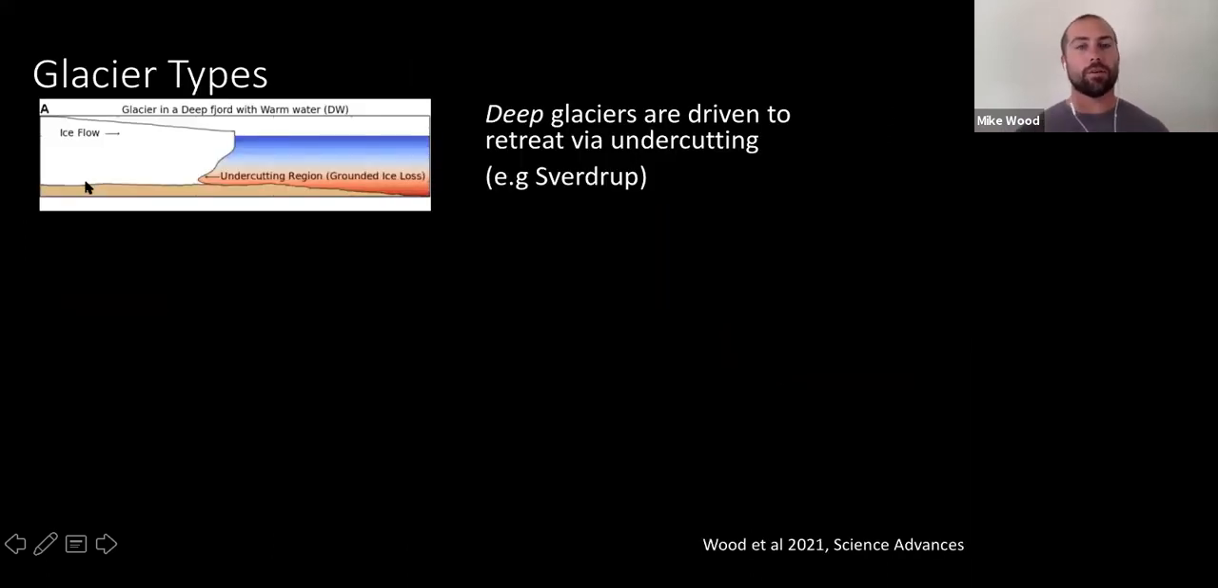So for glaciers like Sverdrup, Sverdrup is in a broader class of glaciers that are terminating in deeper fjords that have access to warm water. We find that glaciers, if they're in this configuration where they're several hundred meters deep, we know warm water is there. They have a retreat progression and a relationship with undercutting that is very similar to Sverdrup. But that's not always the case.